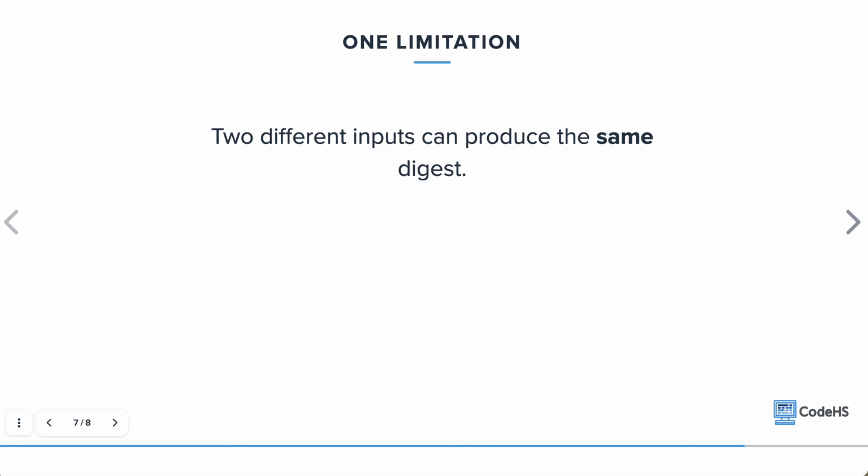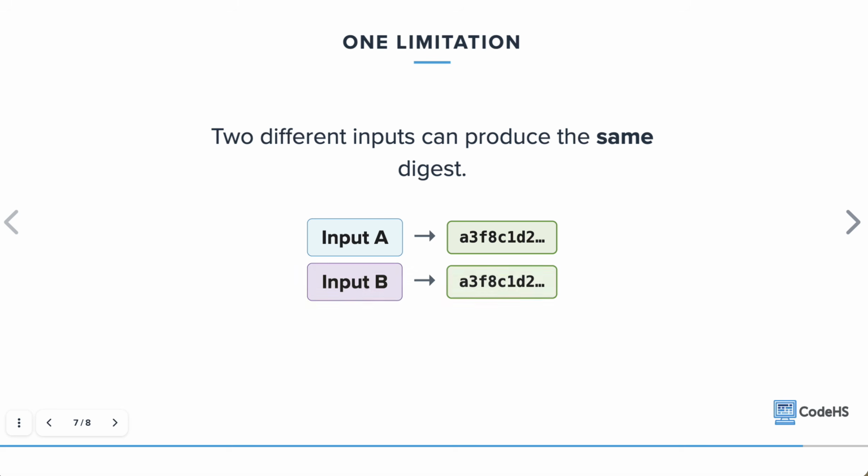2 different inputs can sometimes produce the exact same digest. Input A goes through the hash function and produces this digest. But input B, something completely different, runs through the same hash function and produces the exact same digest. If you get the same digest for different inputs, that's called a collision. Modern hash functions are designed to make collisions as rare as possible, but the math means they're always possible, and that matters when security depends on digests being unique.